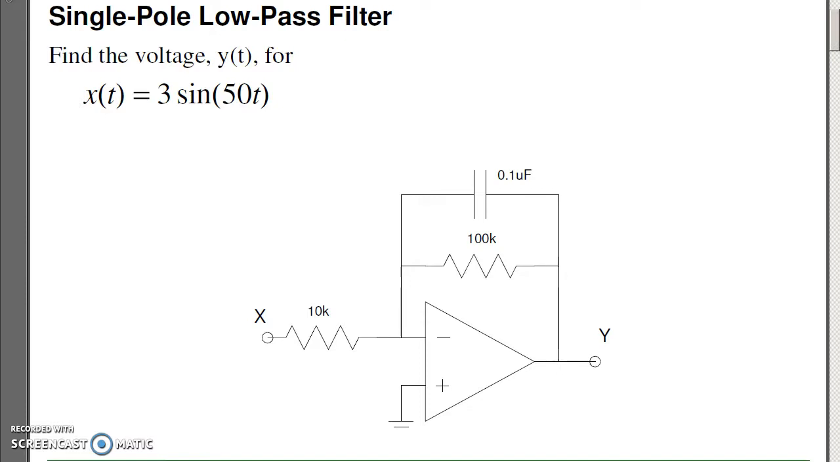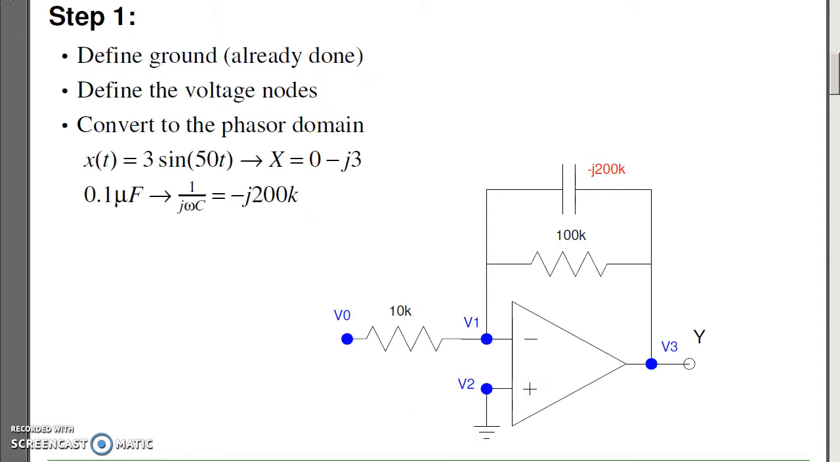Suppose x of t is 3 sine of 50t. Find y of t. The procedure will be convert to phasors. Resistors stay the same. The input and the capacitor become their phasor impedance. Now I'll write the voltage node equations just like we did at DC. To do that, first define a ground reference, already done. I'll define the voltage nodes, and call them V0, V1, V2, V3.